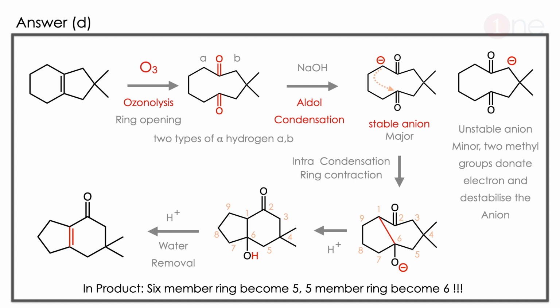Here you have to know 2 things. One is ozonolysis, another is intramolecular aldol condensation. One additional and selective thing you should know is which anion is stable. Here the secondary anion is stable, the tertiary makes it very much unstable. A very interesting thing you should know here is that the 6 member ring becomes 5 and the 5 member ring becomes 6.